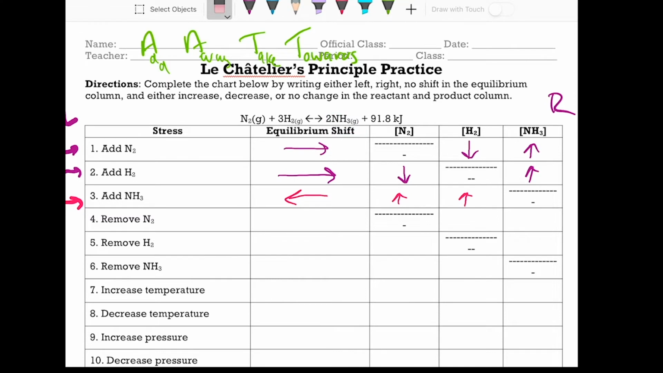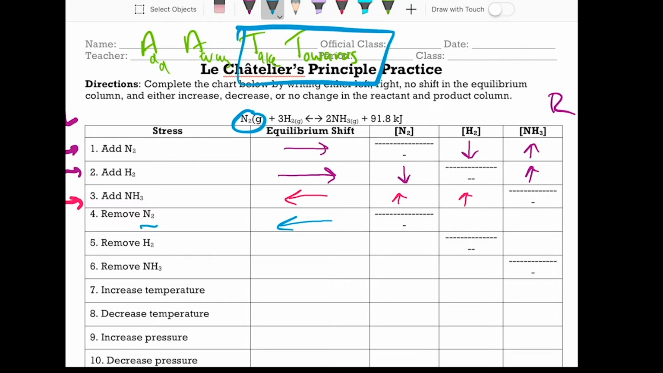Okay, so now if we remove N2, we're removing this. So now, if we're thinking about what side is stronger, if you're removing from the left side, the right side is stronger. So we're moving towards that left side. So that's where the TT comes in, the AATT thing. If you take something, you move towards it. So again, if we're moving towards the left, we're favoring the reverse reaction. So we end up making H2. We end up using NH3 to make it.